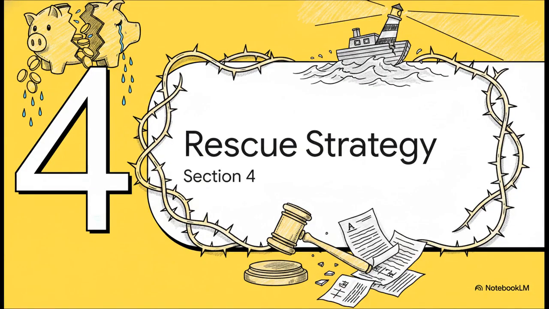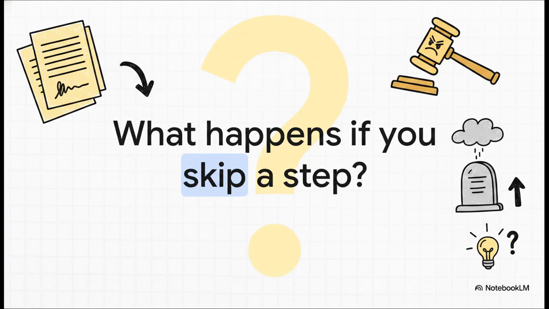Okay, let's look at Section 4, the expensive rescue strategy. This brings us to a bit of a cautionary tale. What actually happens if you skip a step? Let's say you draft this beautiful, thoughtful 3-page will. You sign page 1, you sign page 2, but then you get distracted or you just forget and you die without ever signing page 3. The master of the High Court is going to reject it.